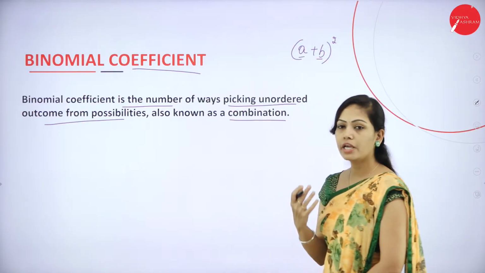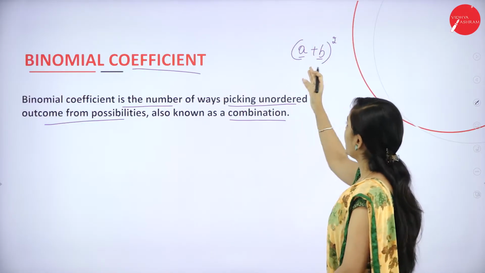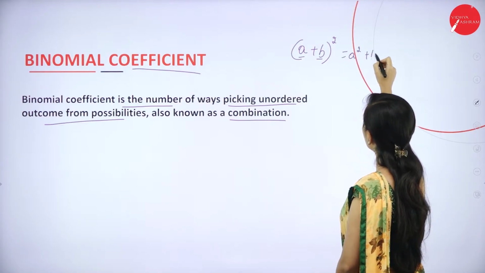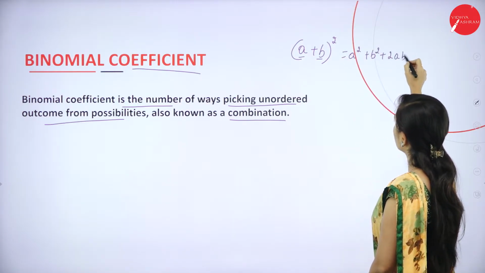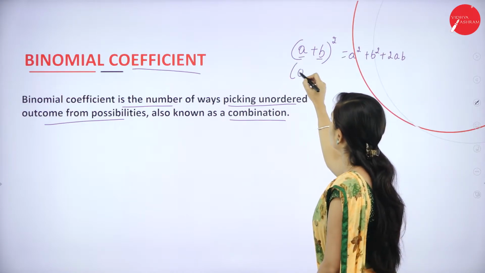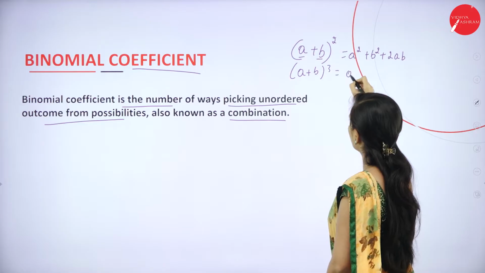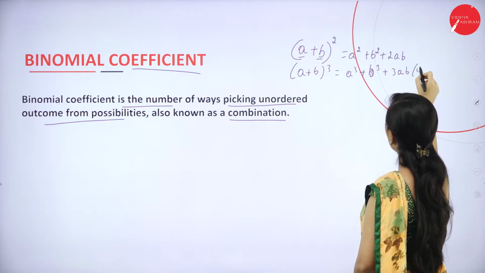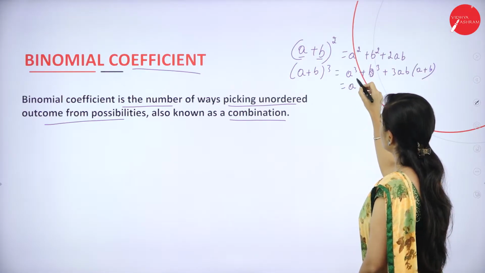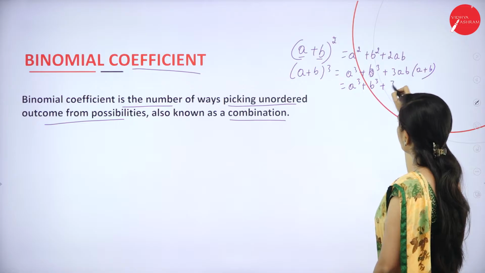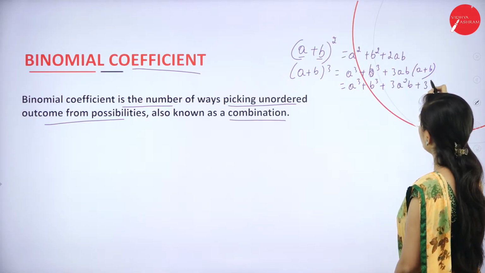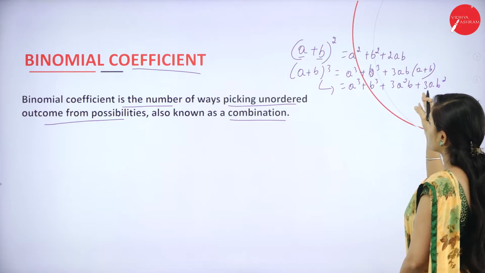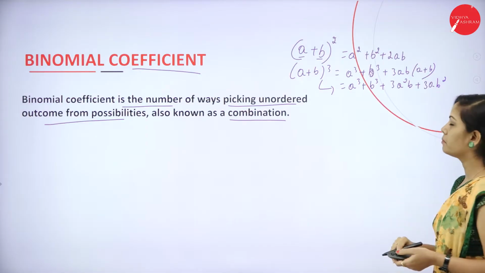And what is this binomial expansion? We have a plus b whole square. A plus b whole square is a square plus b square plus 2ab, right? So what is a plus b whole cube? A plus b whole cube is equal to a cube plus b cube plus 3ab into a plus b. Again you can simplify this: a cube plus b cube plus 3a square b plus 3ab square.